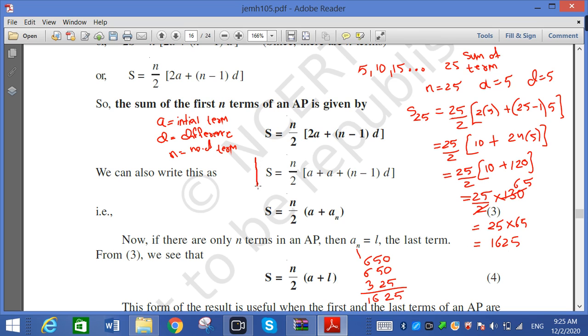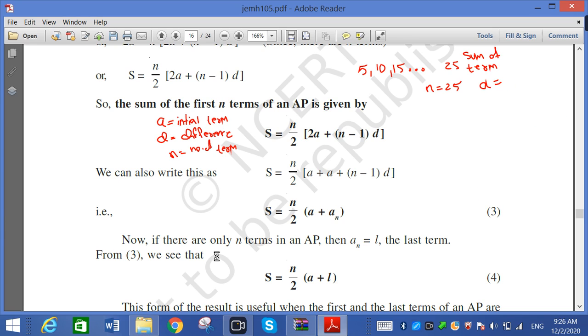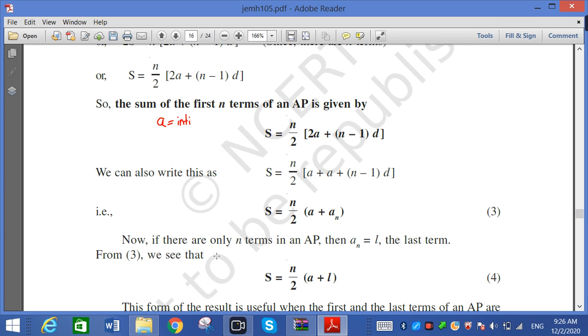So here is one formula that we have to remember; you have to write it 5 times. Now there is another formula related to this topic. We can find the sum by this formula or this formula.